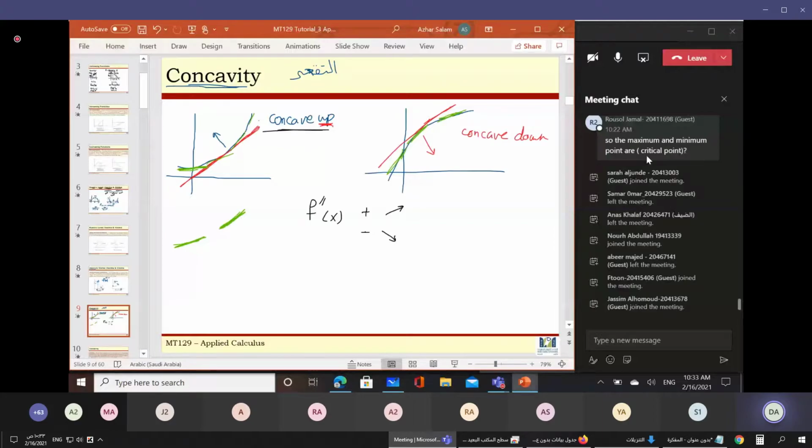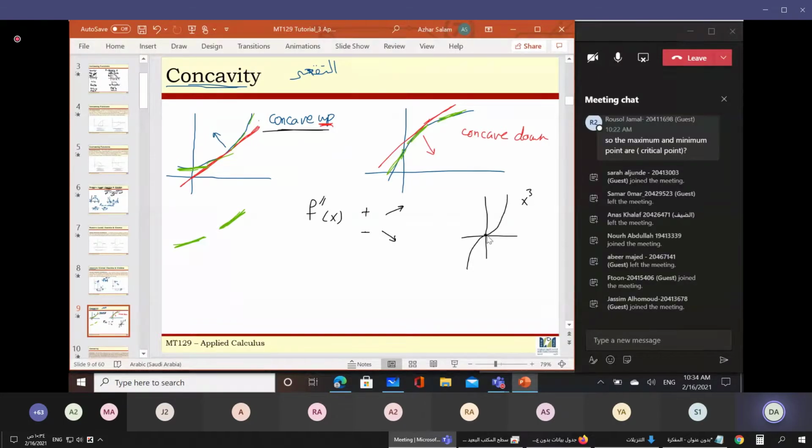Maximum and minimum, I find it from the critical points. Not all the critical points are maximum or minimum. Notice here that for this function, for example, I could have this function, x to the power 3.